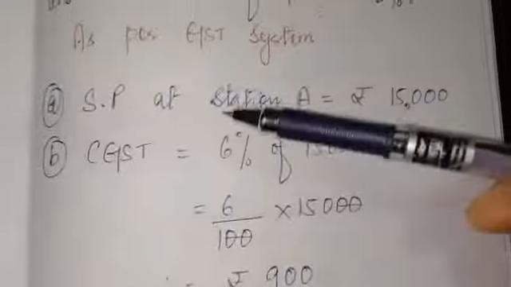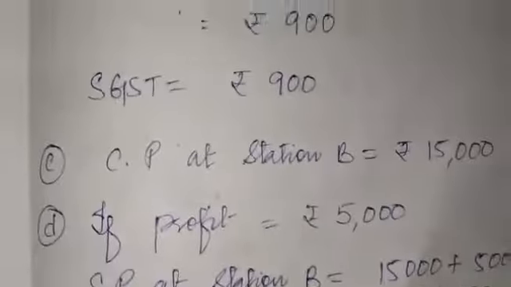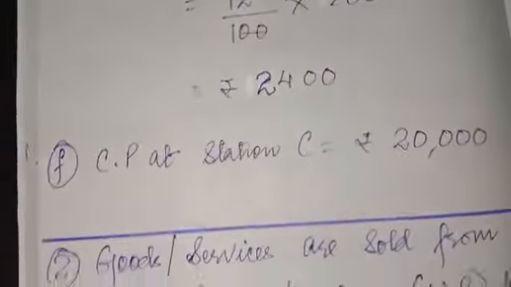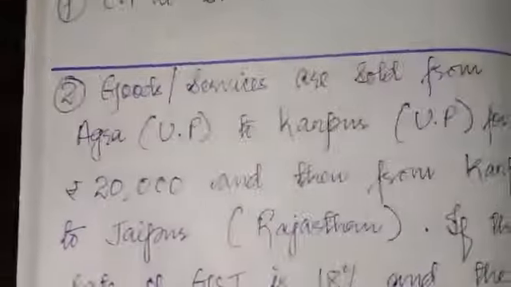So here is the process. Okay, everything is written here. The calculation is done. So you can find it. Next is question number 2.